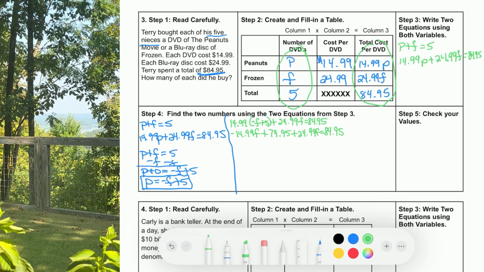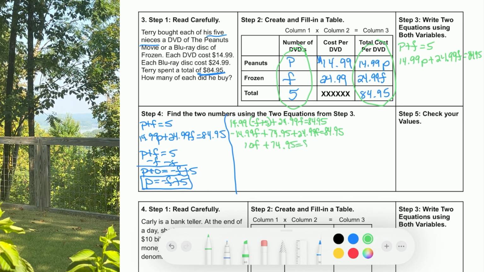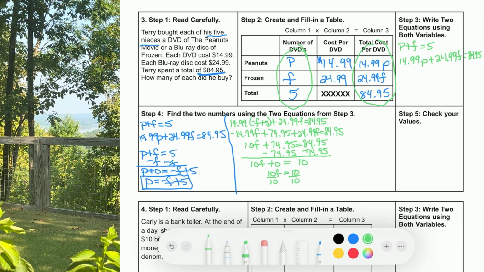Now I'm going to combine like terms. That negative 14.99F plus the 24.99F is going to give us a positive 10F. And then rewrite the rest of the problem. Subtract the 74.95 from both sides. I get 10F plus 0 equals 10. So 10F equals 10. Divide both sides by 10. And I get F equals 1.